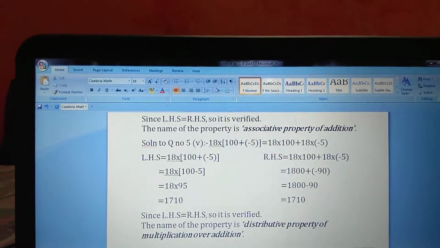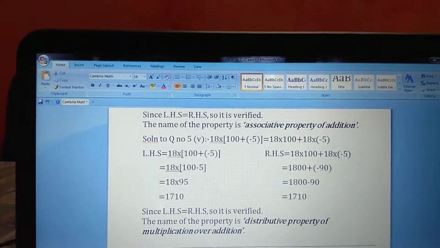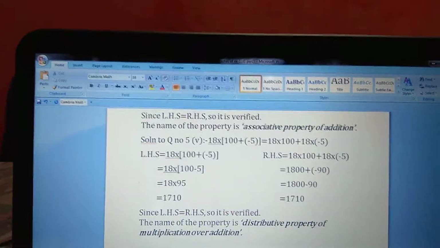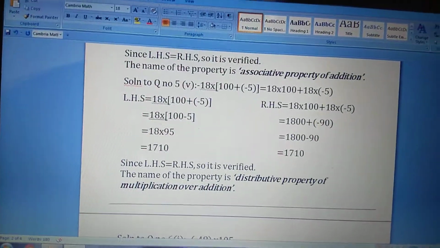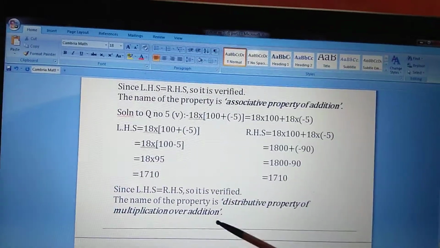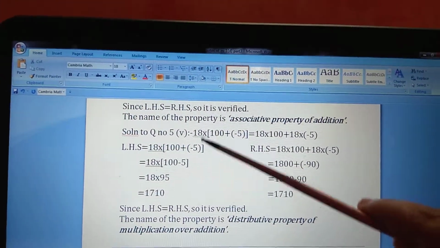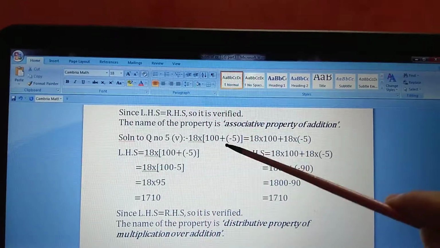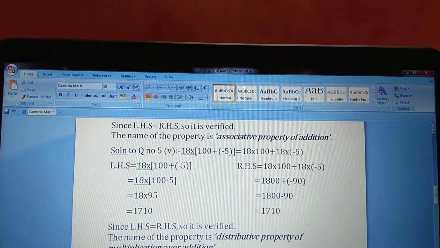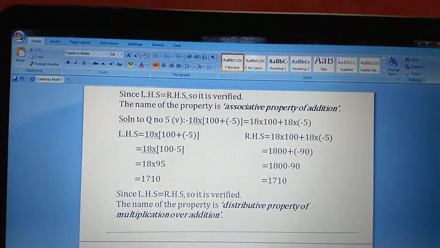Here also on both sides I have got the same result, though their looks are totally different, but the result is same. Since 18 is being distributed over 100 and minus 5, the property name is distributive property. We can't write just distributive property, it will be distributive property of multiplication over addition. This is the multiply sign and this multiplication sign is distributed over addition. So distributive property of multiplication over addition. Hope the properties and their uses are clear to you.